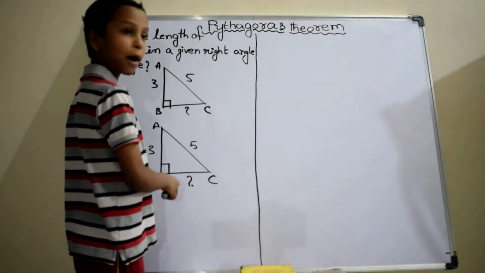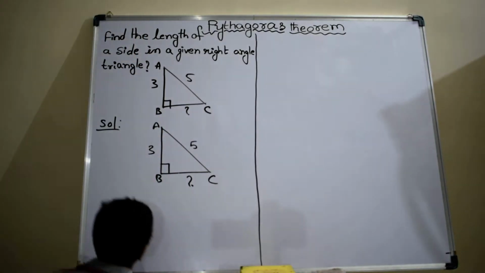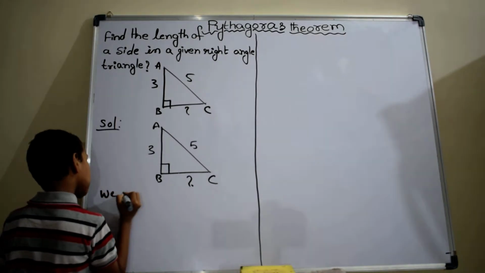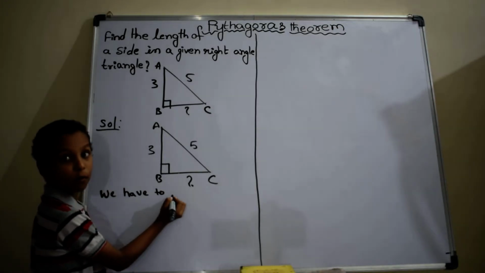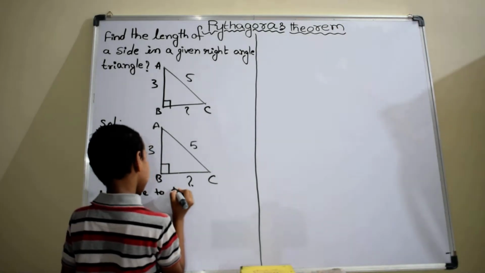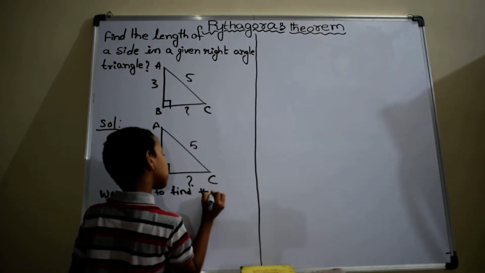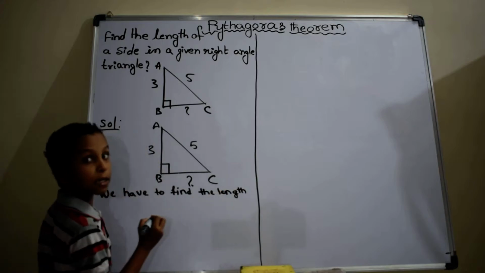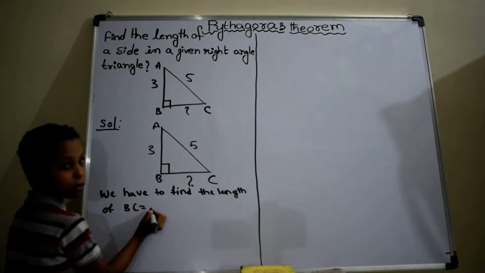In this triangle, we have to find the length of BC. Find the length of BC equal to how much?